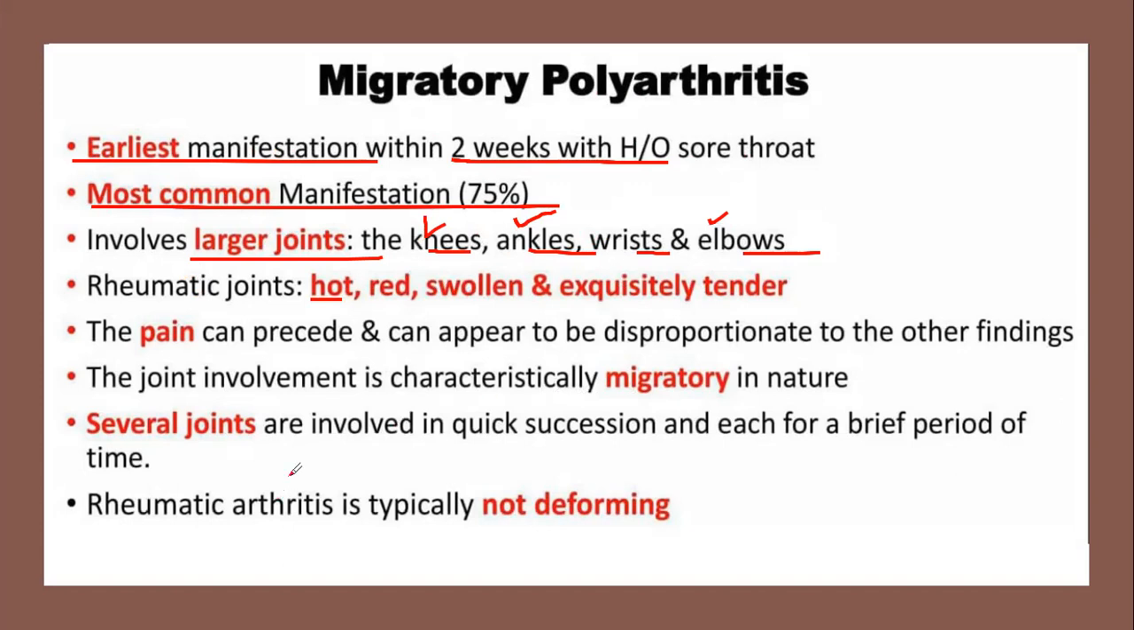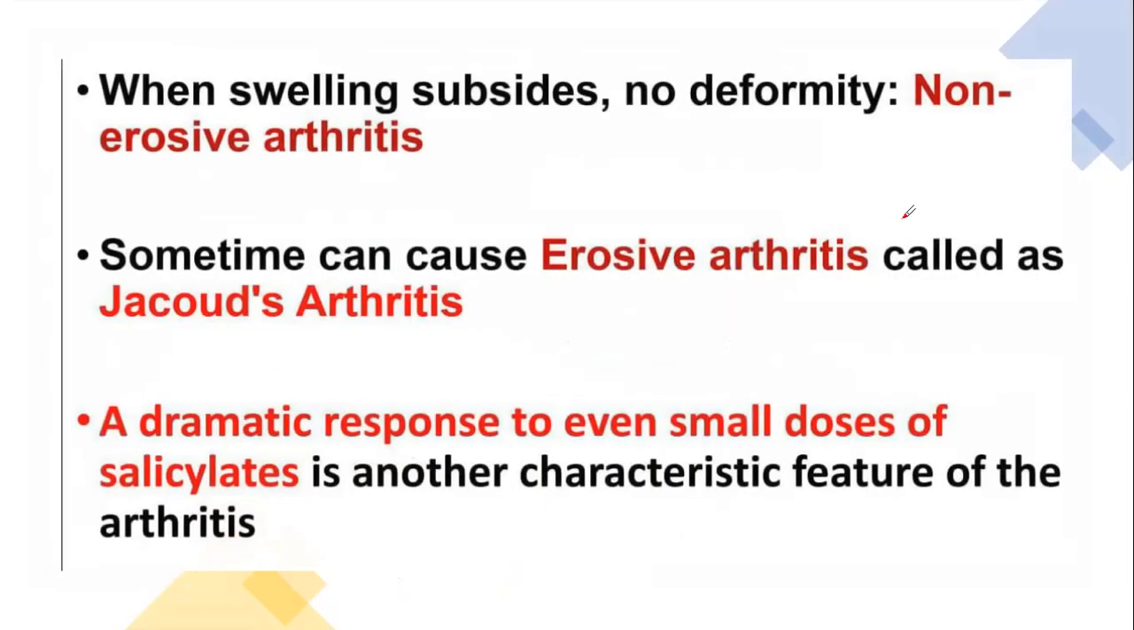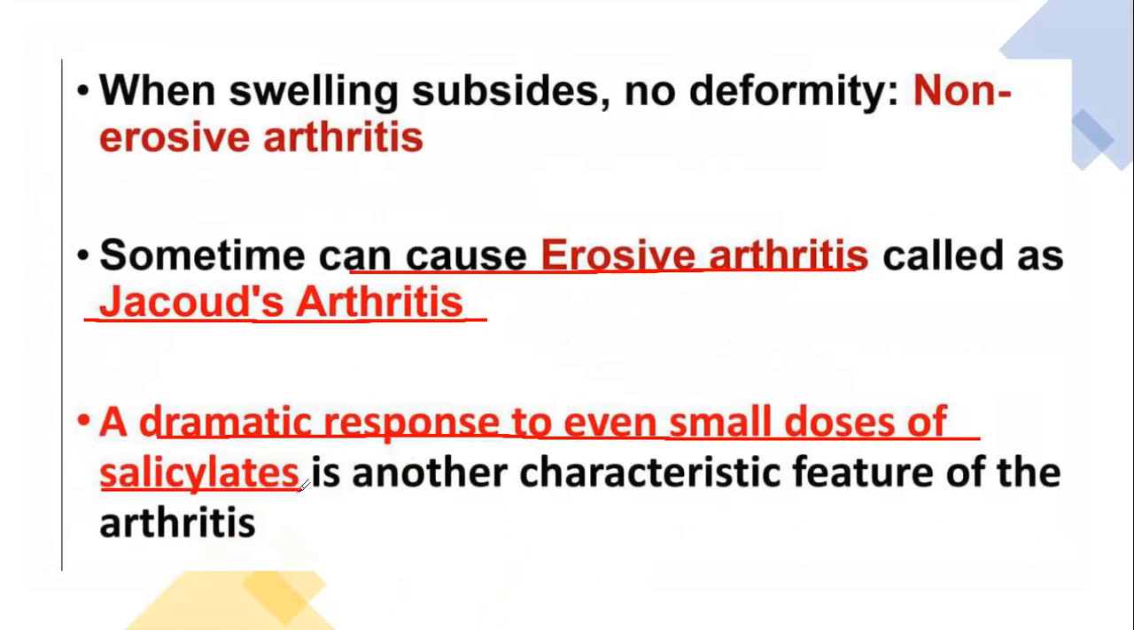And several joints are involved in quick succession, okay? And it is typically not deforming, okay? So it is a non-erosive arthritis, but sometimes can cause erosive arthritis, and in such a case, it's called Jaccoud's arthritis, okay? Now, this arthritis shows a dramatic response to even small doses of aspirin or salicylate. Remember, aspirin is acetylsalicylic acid, which is another characteristic feature of the arthritis. So it is migratory, involving the large joints, and it responds even to small doses of salicylate.